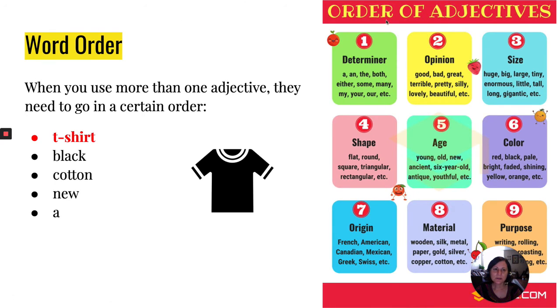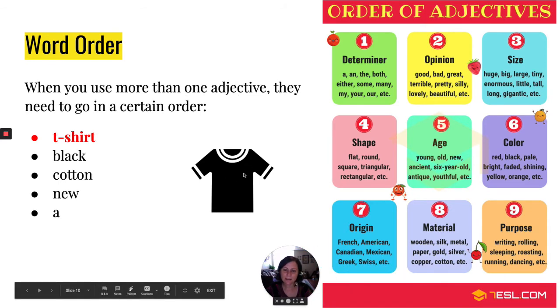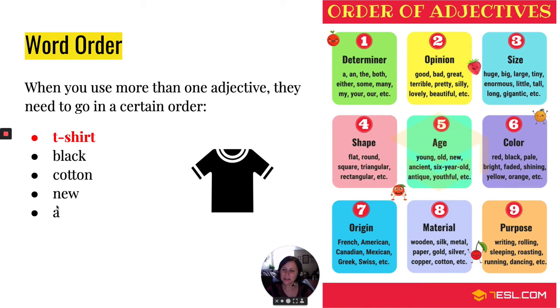It's important to also know the order of adjectives. Sometimes we use more than one adjective, and they need to follow a specific order. So I have this t-shirt here, and I want to use these words to describe the t-shirt. What would be the order? First, you want the determiner, like the, some, many. That comes first. Then the opinion adjective like good, bad. Third, the size, huge, big, large. Fourth, the shape, flat, round, square. The age, like young, old. The color. Seventh, the origin.